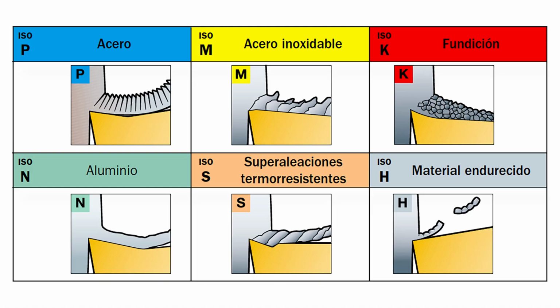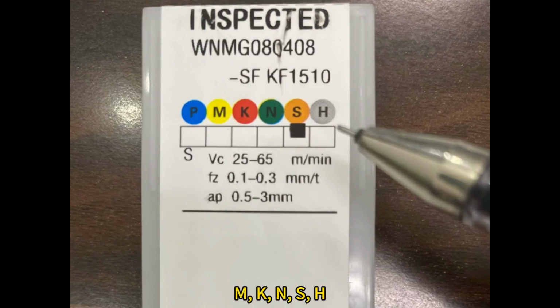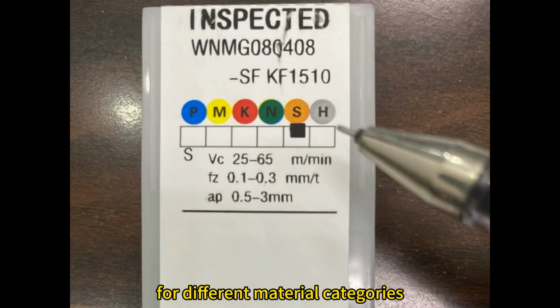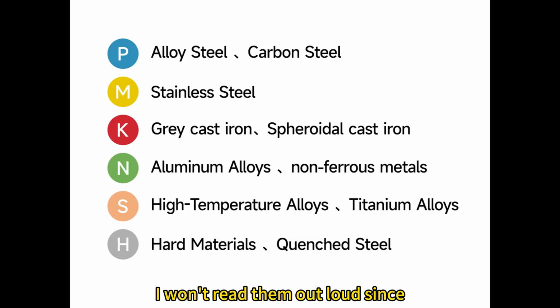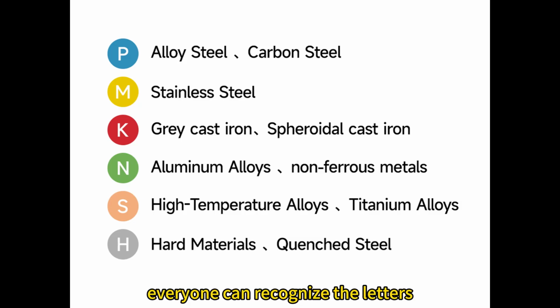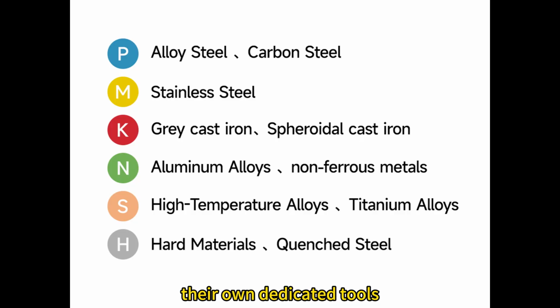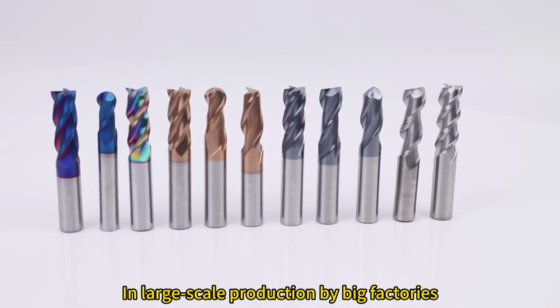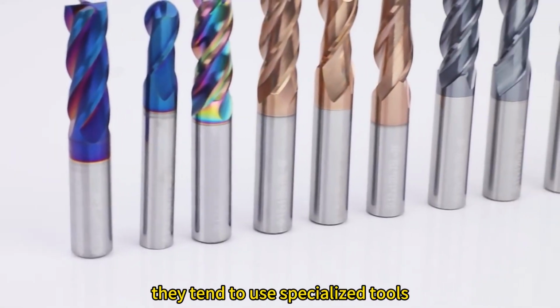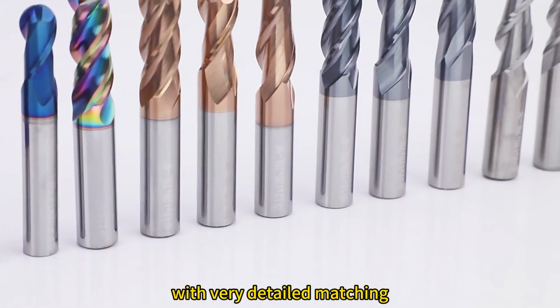We often see letters like P, M, K, N, S, H on tool packaging boxes with different colors. These aren't just for decoration, they are standard identifiers for different material categories. I won't read them out loud since everyone can recognize the letters. Just refer to the image. Currently, these materials each have their own dedicated tools. In large-scale production by big factories, they tend to use specialized tools with very detailed matching.